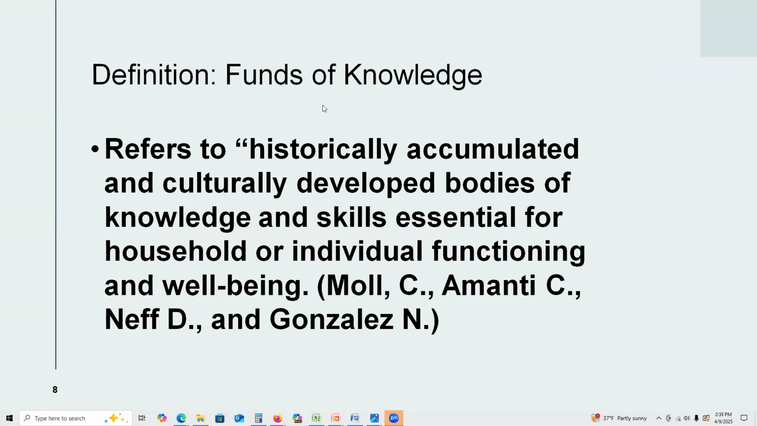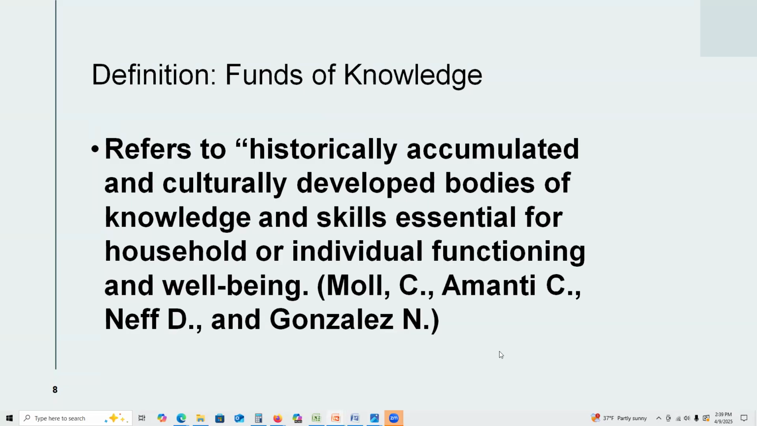So we're talking about the funds of knowledge, essentially the background knowledge that our MLLs come to us with, historically accumulated and culturally developed bodies of knowledge and skills essential for household or individual functioning and well-being, that our students come to us with all sorts of skills.